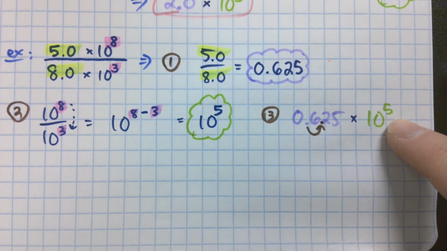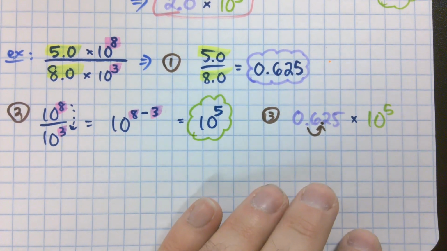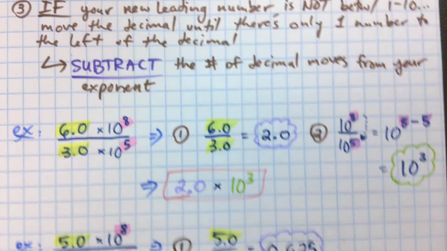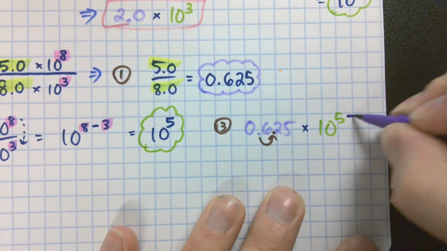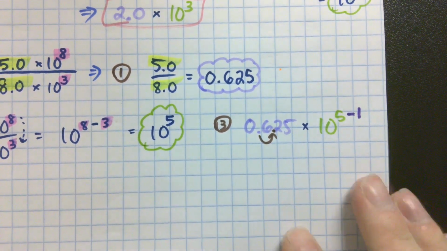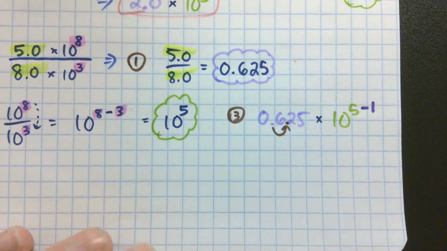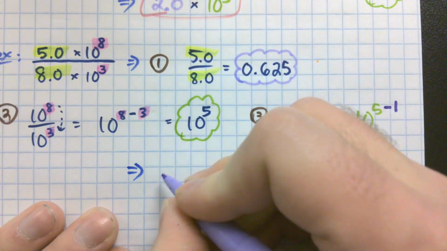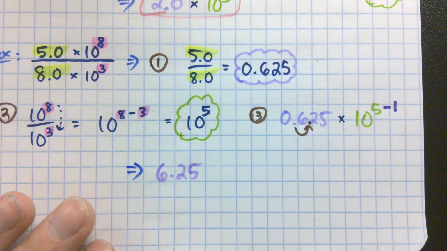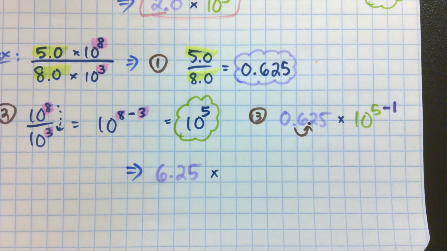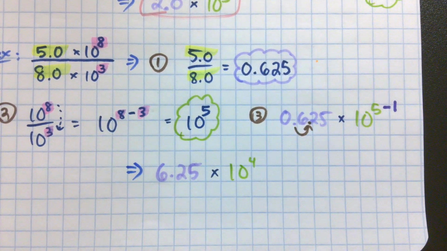So what am I going to do with this 10 to the power of 5? Take a look back at step 3. What does it say to do? Subtract the number of moves from your exponent. So we're going to take 5 and subtract 1 from it. That's another one of those opposite procedures from what we talked about on Friday. So what this gives us, 6.25. Is that between 1 and 10? Yes, it is. Times 10 to the power of what? 4. Exactly. Times 10 to the power of 4.